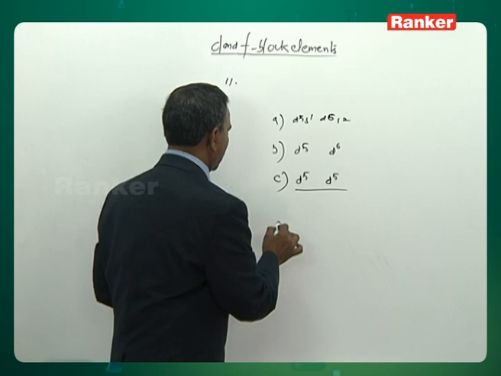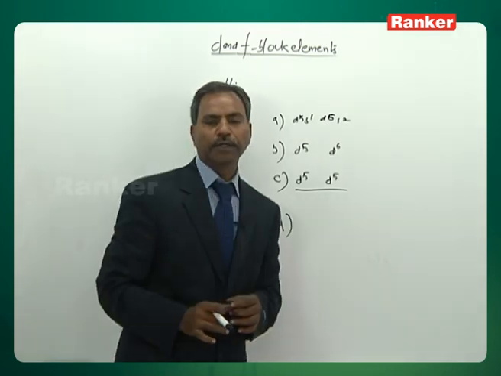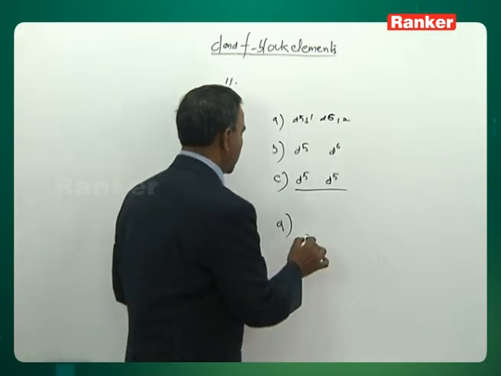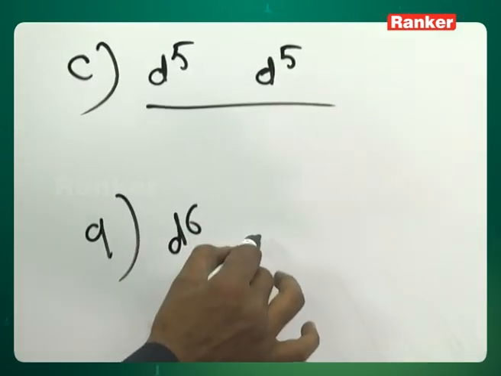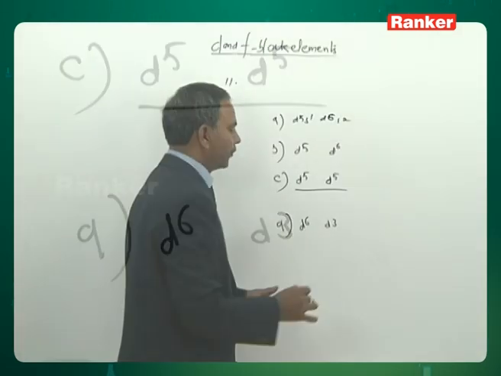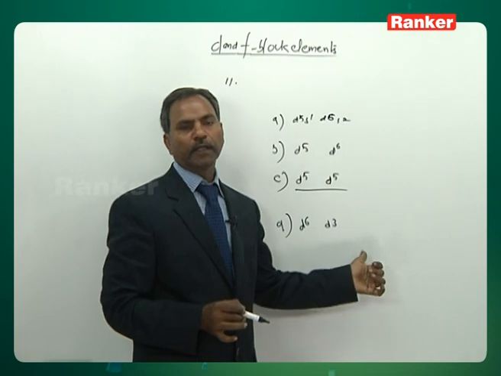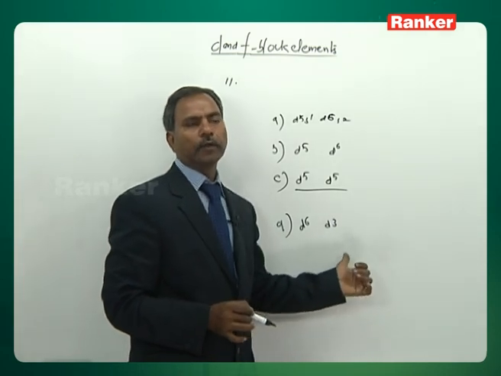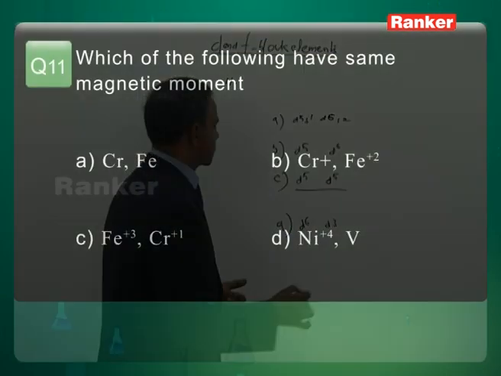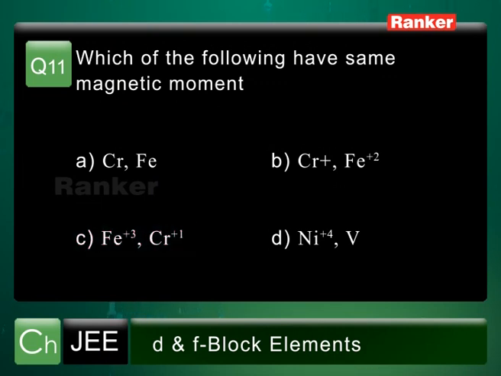Now let me show why not option D. Nickel plus 4 is d6, and vanadium is d3. It is carrying 4 unpaired and the other 3 unpaired. Therefore, this is not our answer. So option C is the correct answer for the 11th question.